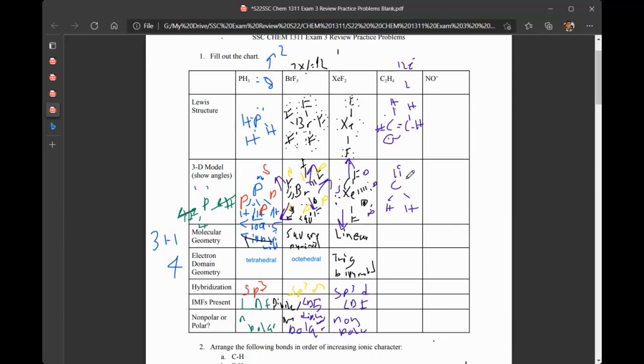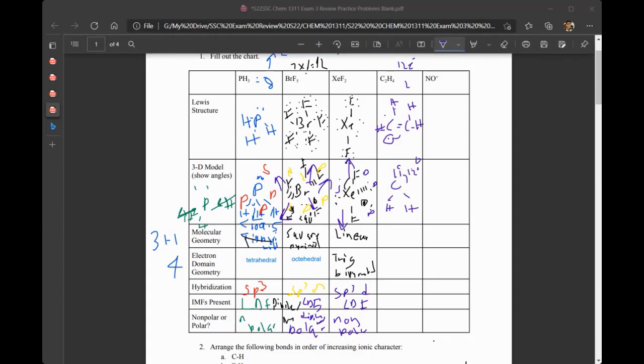So the angles, you think that it'd be 120 because that's what corresponds to 3 electron domains, but it's actually going to be just greater than 120 because of that double bond. And we know that double bonds take up more space because of the electron density.